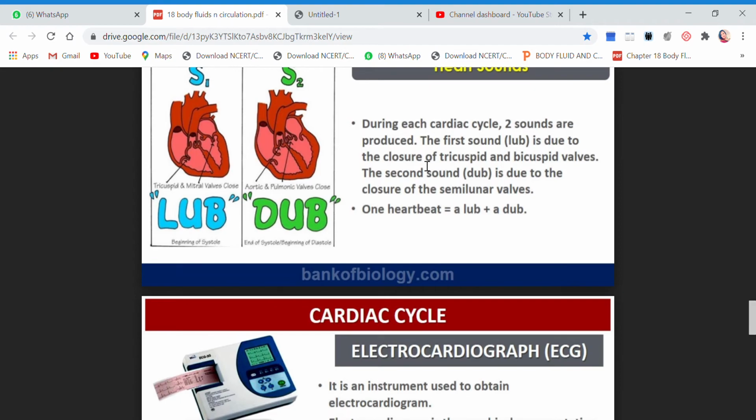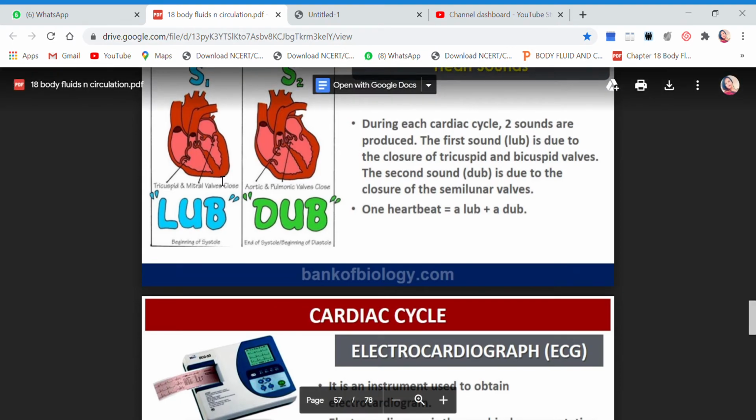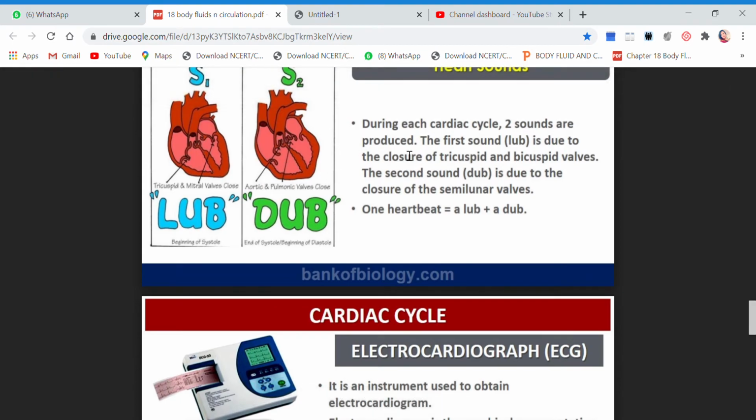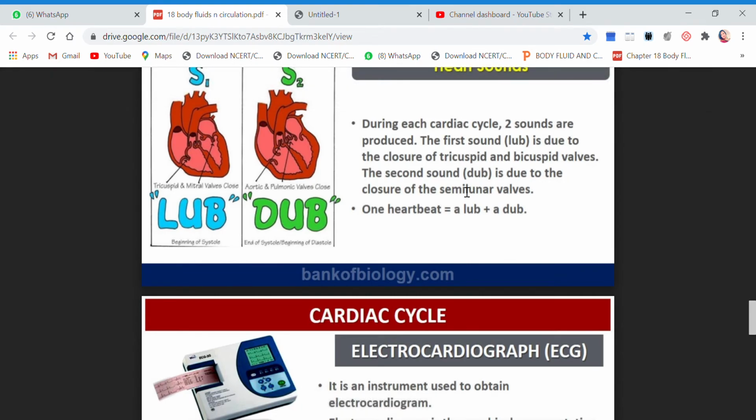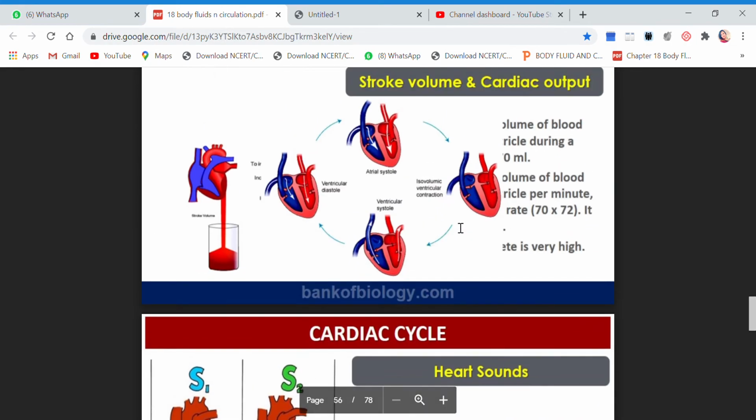Okay, and then we come to the heart sound. Lub dub. The lub sound is due to the closure of tricuspid and bicuspid valves, and the dub sound is due to the closure of semilunar valves. So a lub and a dub will give one heartbeat. Okay, so this is about the cardiac cycle.